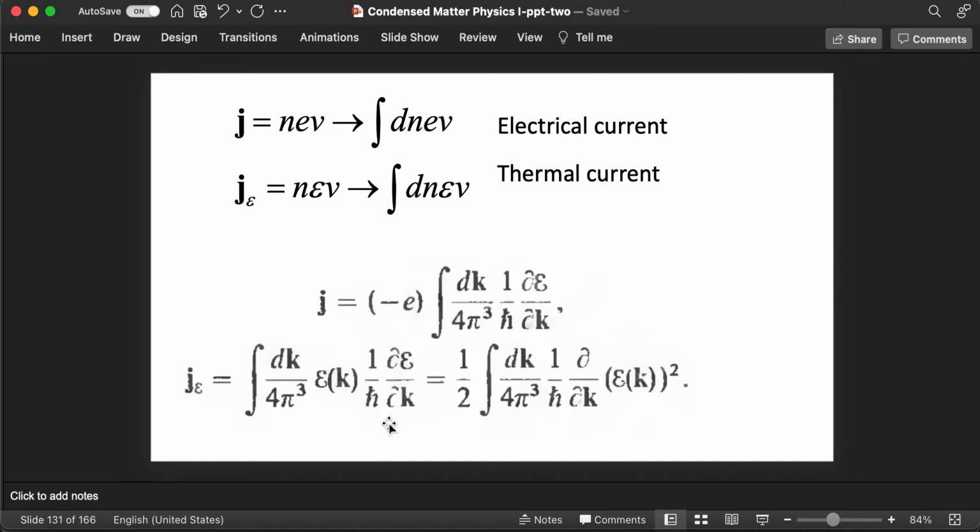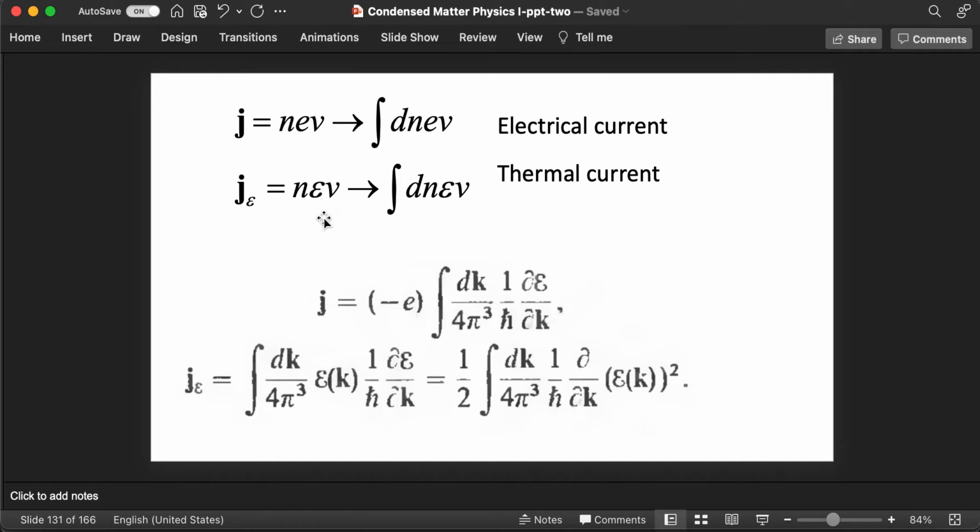Now, I can define the electrical current like this. We just saw this is just nev, which is a form of Ohm's law. I can convert it into an integral like this, and then the thermal current can be written as N into energy into velocity. This form we had used in the previous class to find out an expression for thermal conductivity.